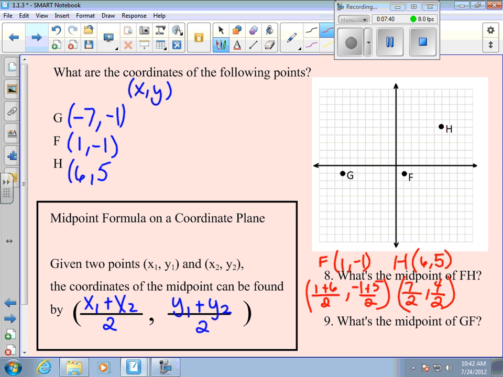So if we come up with our midpoint, we take 7 divided by 2, so we get 3.5. 4 divided by 2 is 2. And so our midpoint for FH is over 3.5. So 1, 2, 3, and then just a little bit, and then up 2. So 1, 2, so here is our midpoint, and if we take a look at our line through FH, that looks like a great midpoint. So go ahead and take a look at problem 9 for tomorrow.